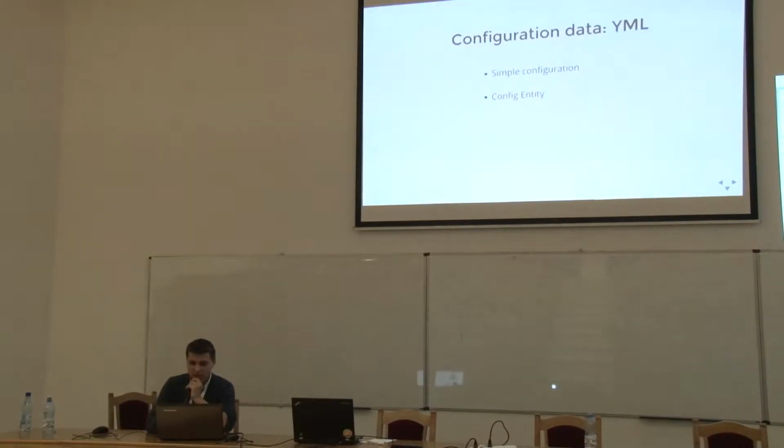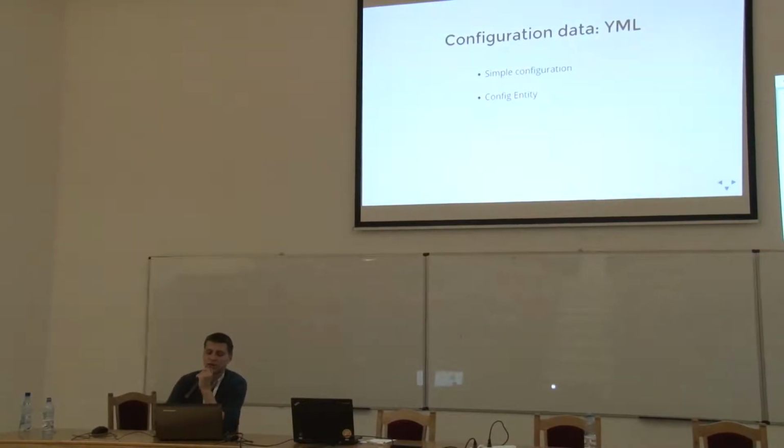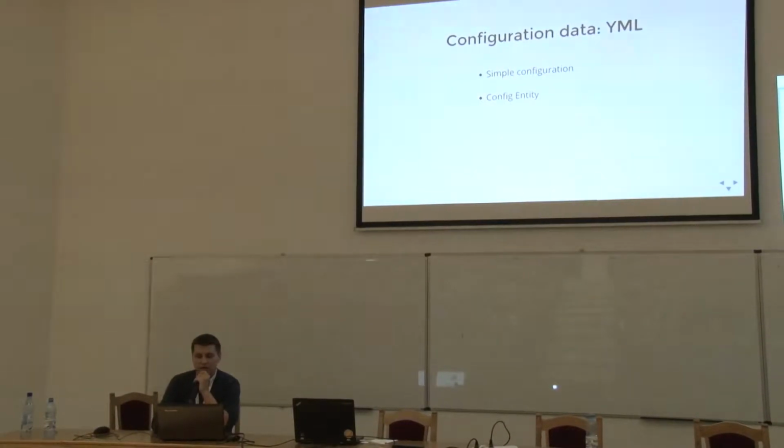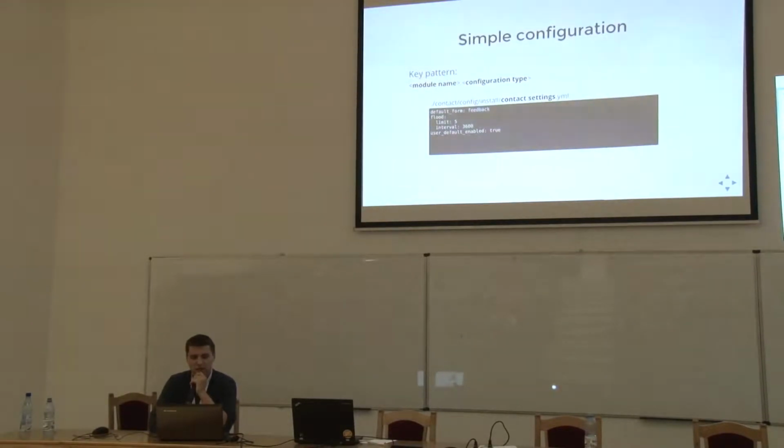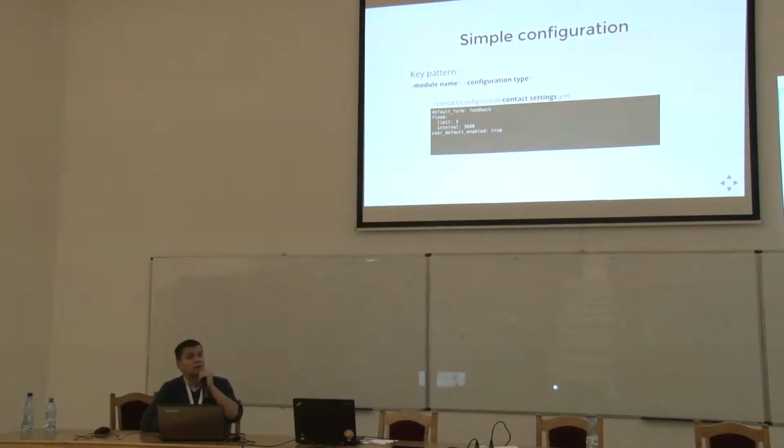Okay. So configuration data, when we talk about YAML files, we have simple configuration and we have configuration entities. Simple configurations, as you see, have a key. It will be your module name and the configuration type. As you can see, the context settings.yaml will have a kind of associative array structure.